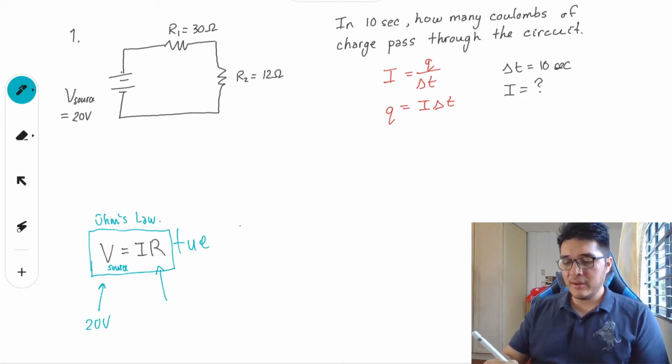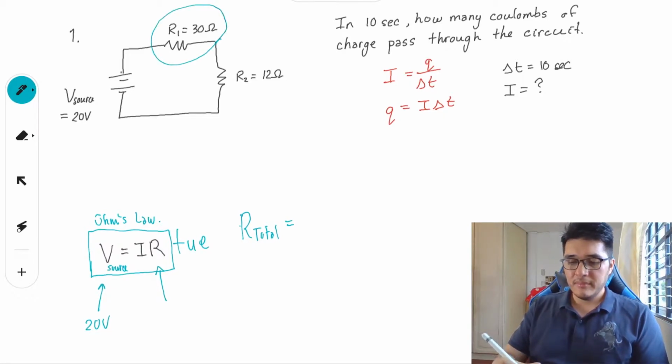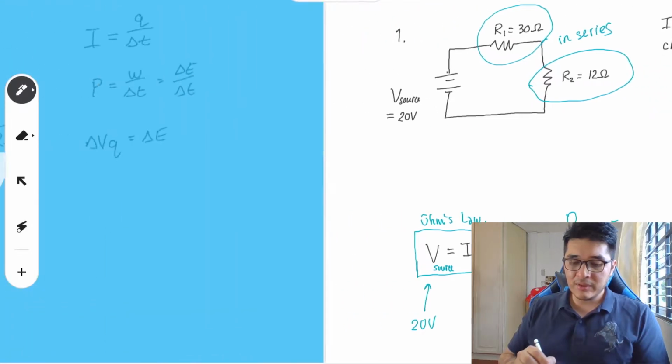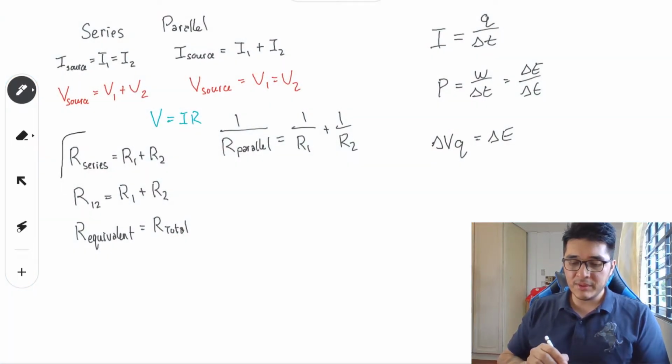So how do we find R total? 30 and 12 is 42. Yeah, because how are these two connected? In series. And if we look back at our formula, in series it's just going to be the sum of the two resistors.